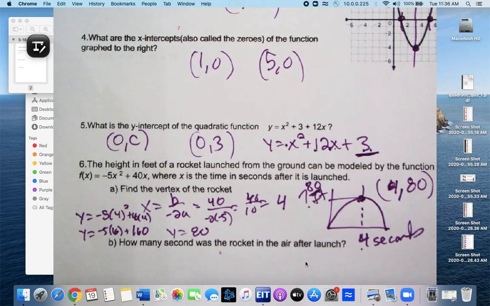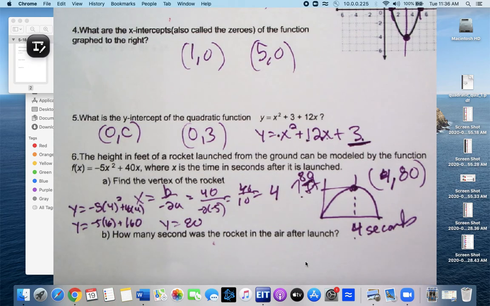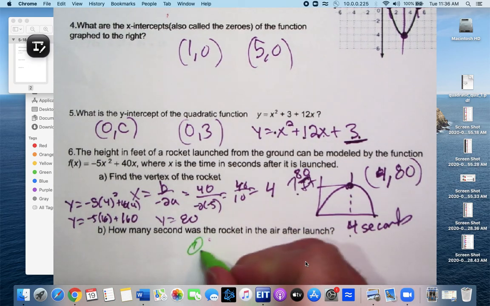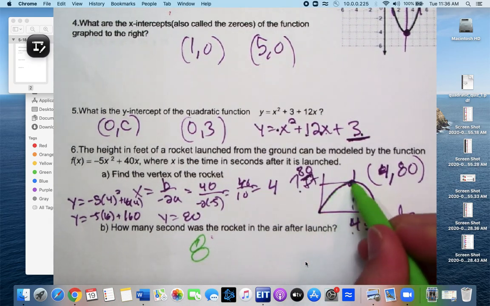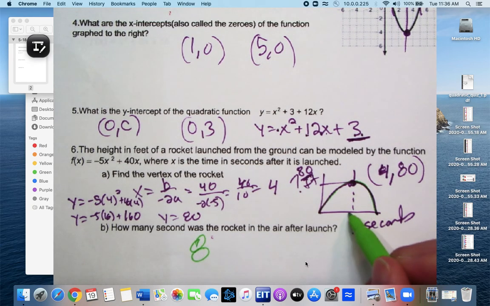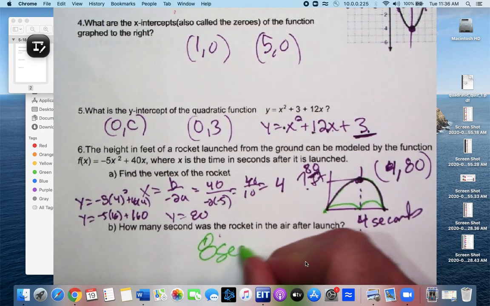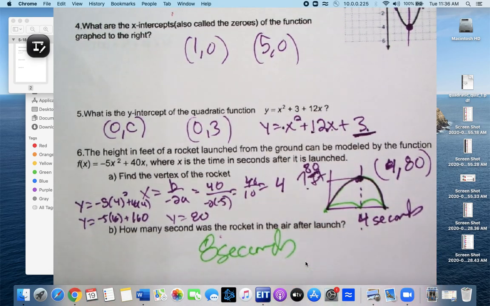Perfect. Okay. B says, how many seconds was the rocket in the air after launch? So it's actually 8 seconds. Because if it took 4 to go up, and because the parabola is symmetrical, it'll take 4 to get down. So 4 and 4 make 8. Boom, 8 seconds.